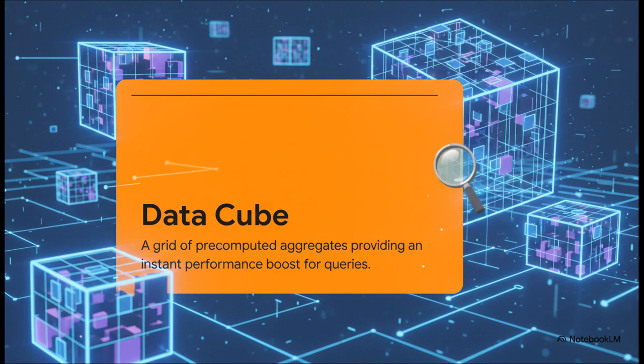They use what are called data cubes, or OLAP cubes. They essentially pre-compute the math. If management runs the exact same revenue report every single morning, the database pre-calculates those sums and counts and saves them in a grid. This saves the database from crunching the raw numbers over and over again from scratch. It's a huge performance boost.